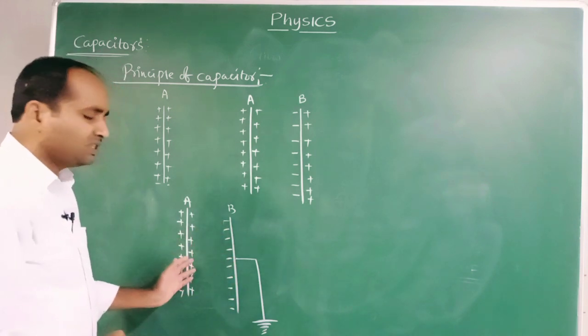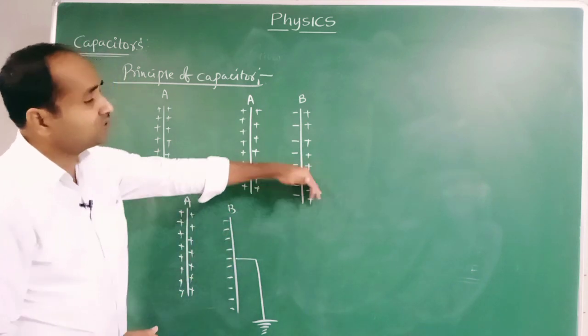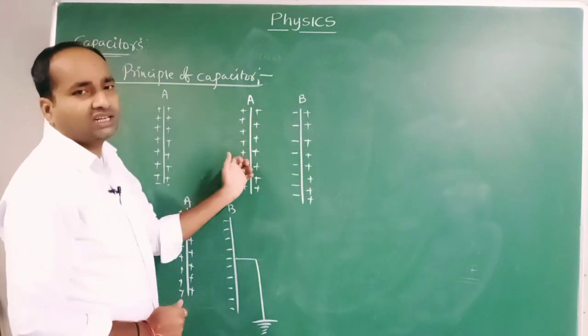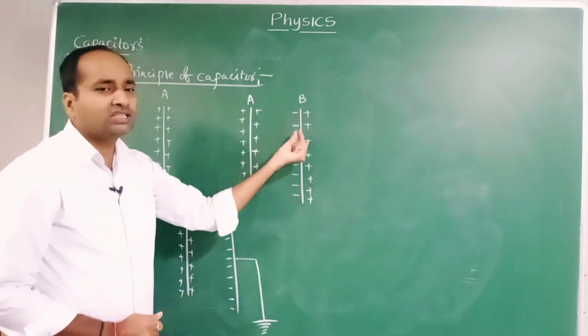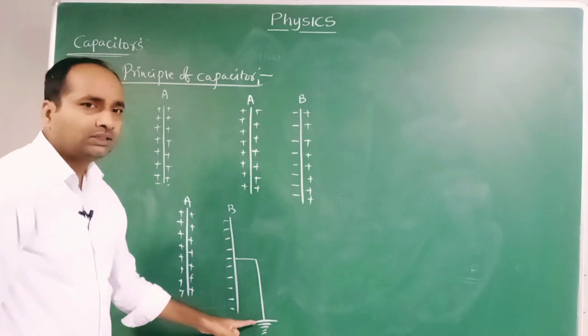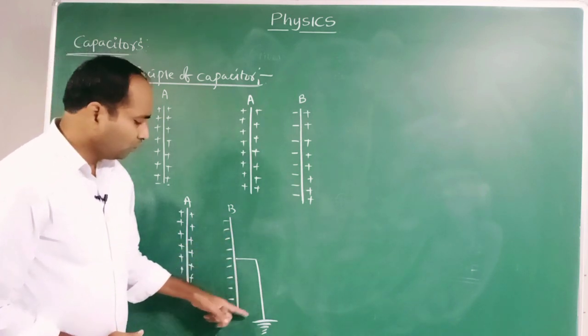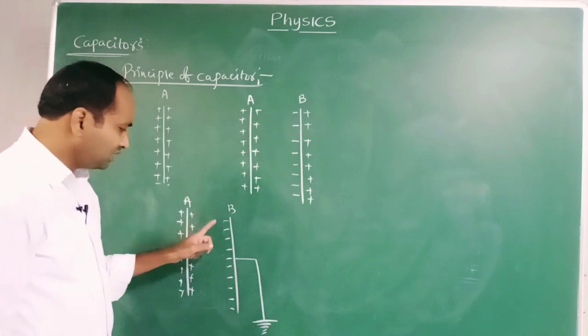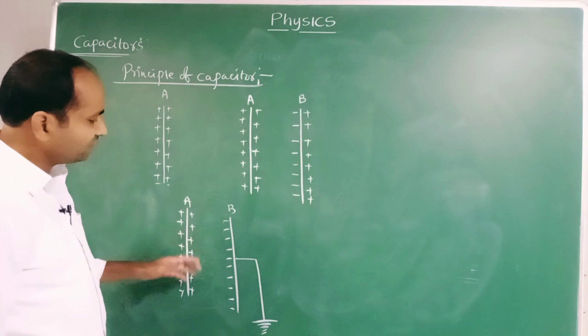Negative charge decreases the potential, and positive charge increases the potential of conductor A. But when we connect the outer surface of B to the earth, the positive charge is neutralized and only the negative charge remains. That means the potential of A will decrease.